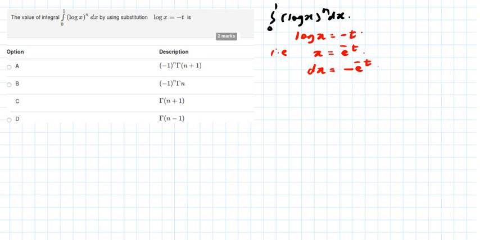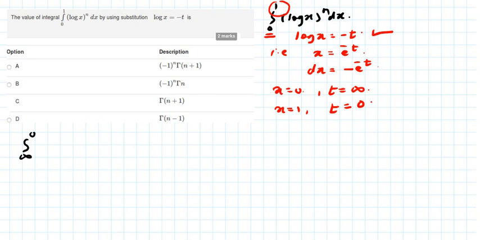Now we can substitute the terms. We need to see whether there is a change in the limits or not. Firstly I will put x equal to 0. When x is equal to 0, the value of minus t will be minus infinity, so t will be infinity. Then I put x equal to 1, so t will be log 1, that is 0. So there is a change in limits, and the new limits are from infinity to 0.